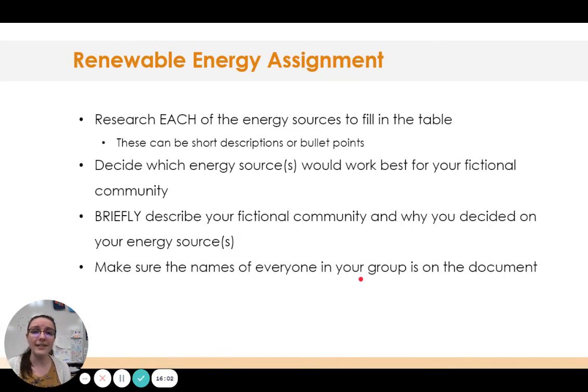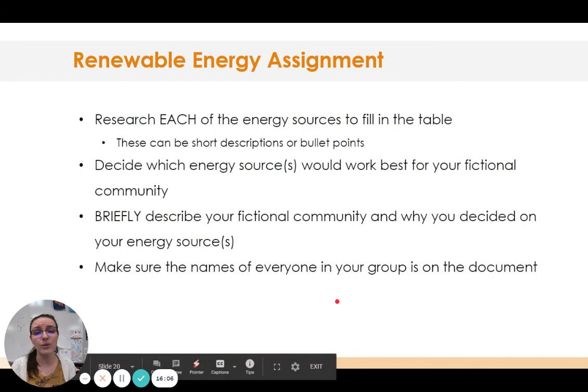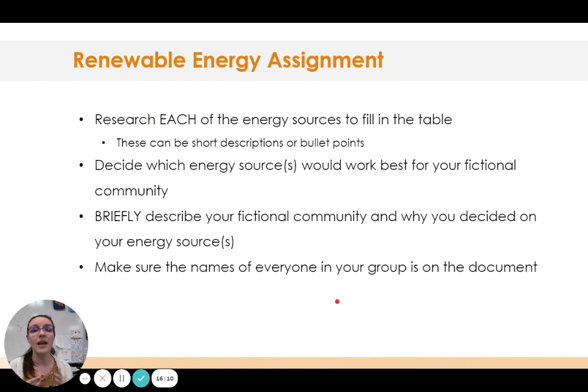Describe what your community is like and where it exists, and then pick an energy source or two that you think would work best for your fictional community and why. If Casey Town is a beachfront resort, then I'm probably going to be looking into hydroelectric power using the tides to help power. Maybe solar is something I'll consider. Things like that. So research the different types of energy and then decide which one works best for your fictional community.